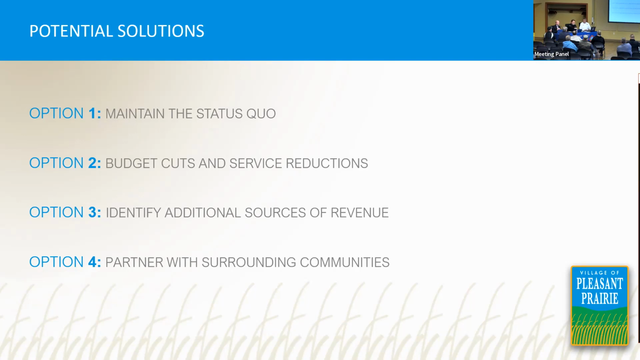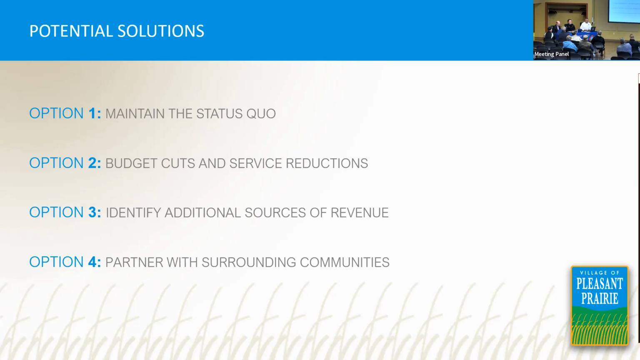In the past that hasn't been favorably looked upon, but that is an option that's out there. I was just going to mention the comment about mutual aid. For decades, the fire service and Pleasant Prairie Fire Department have engaged in partnerships. There's an organization referred to as MABAS, or the Mutual Aid Box Alarm System, which is typically used for larger incidents, larger fires.